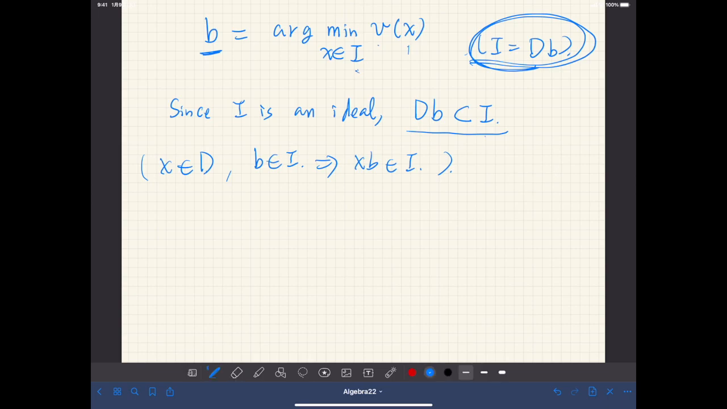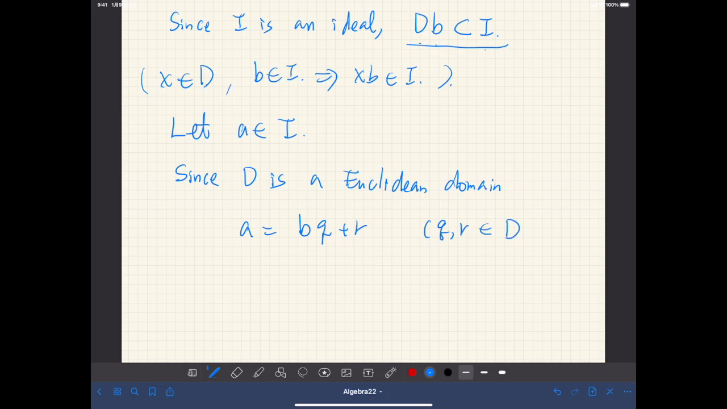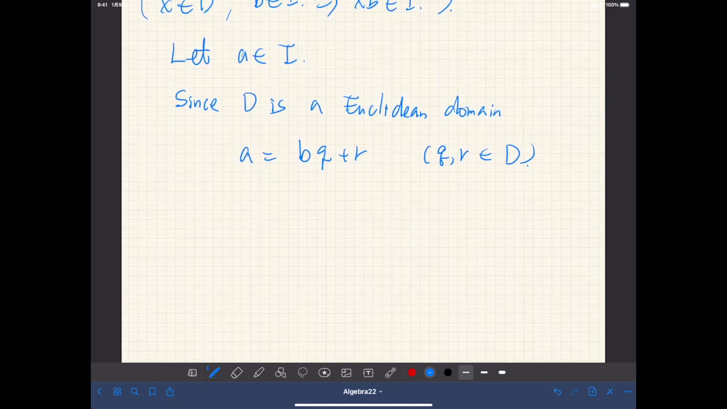So let A be any element of I. And we want to show this A is an element of DB. Okay. Since D is a Euclidean domain, we can express this A as BQ plus R, where Q and R are some elements of D. Okay, and where this R is either 0, or if R is not 0, then V of R is less than V of B.